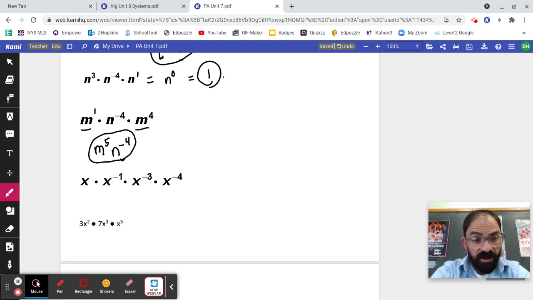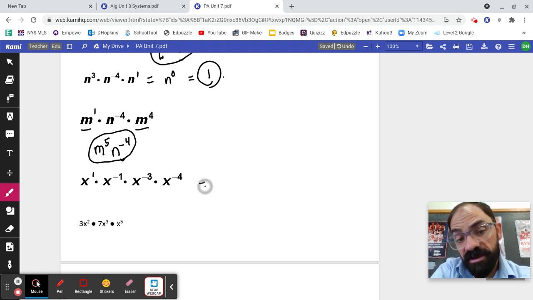What else do we have? We have all x's here. And then later we're going to learn that we want to make those negative exponents positive. But for now, we're going to keep it negative. So 1 plus negative 1 is 0. Plus negative 3 is negative 3. Plus negative 4 is negative 7. So I get x to the negative 7th.